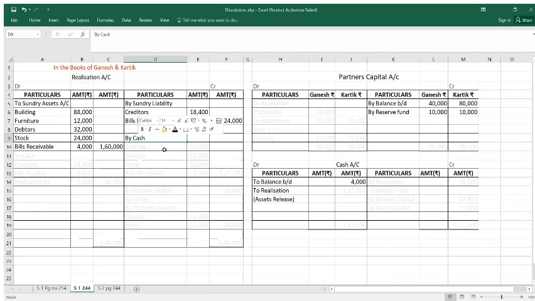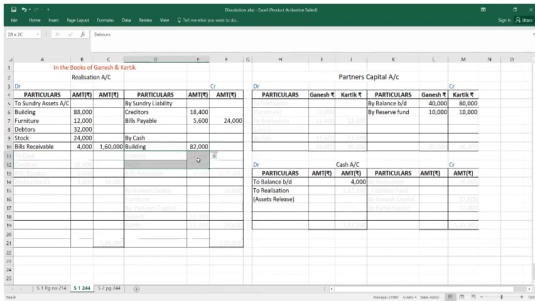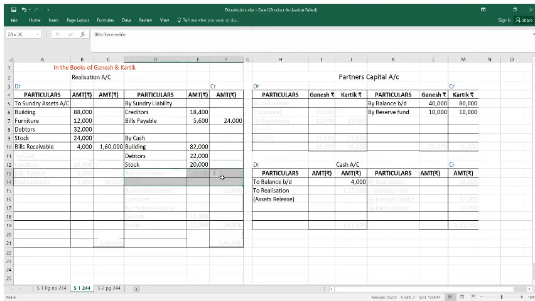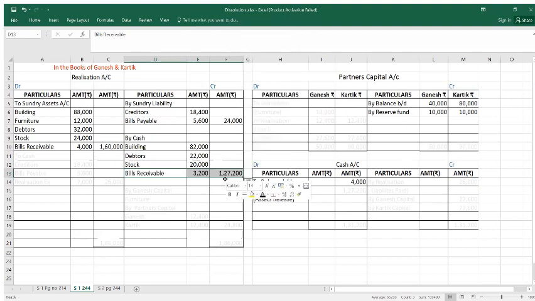Which assets have been released? Building 82,000. Then debtors 22,000. Then stock 20,000. Then bills receivable 3,200. Total is 1,27,200. So now in cash account, we're going to mention that amount.